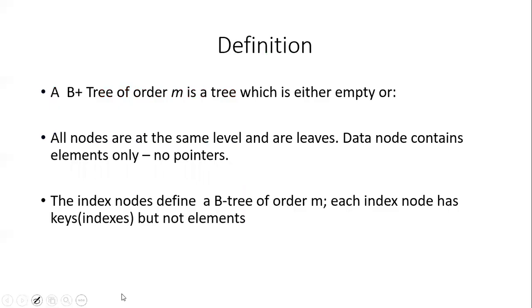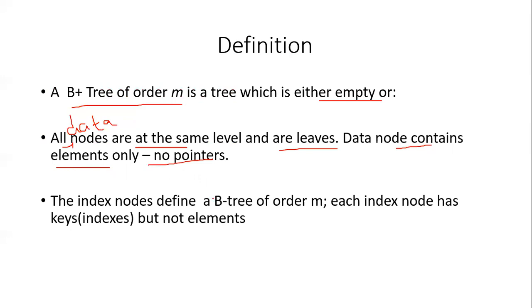Now let us officially define what is meant by a B plus tree. A B plus tree of order M is either empty or it satisfies the following properties. The first property says that all data nodes are at the same level, and they are leaves. A data node contains only elements, that is, only data. They don't have any pointers.